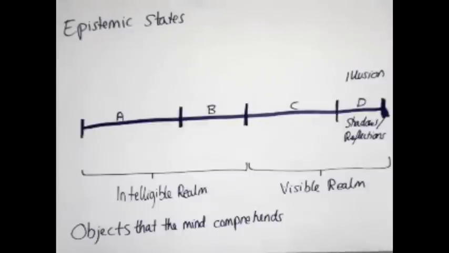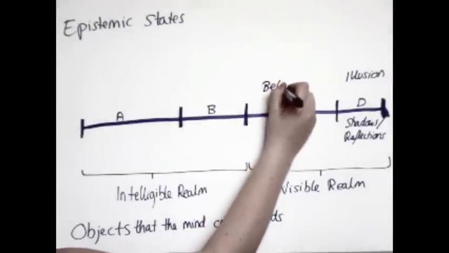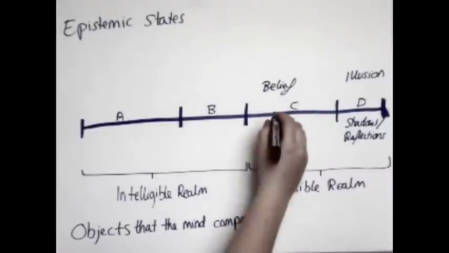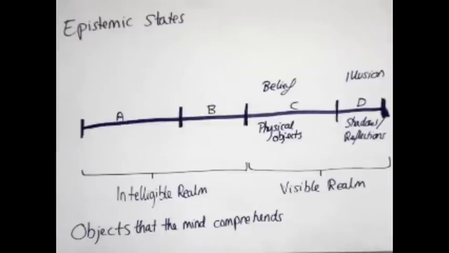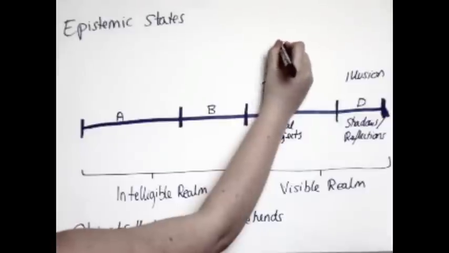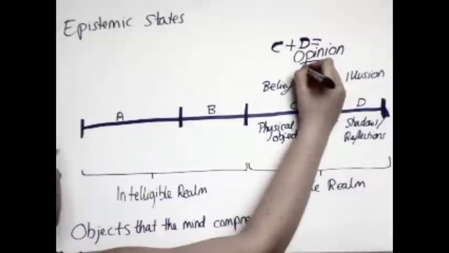Now section C, which is bigger. Still in the realm of the visible, the epistemic state of belief allows us to comprehend physical objects. This belief is what our senses give us. You can hear my voice, so you have a belief that it's there. But remember, Plato doesn't think our senses are what gives us knowledge, so it's going to stay as belief. So that's section D and section C, and together they give us opinion.